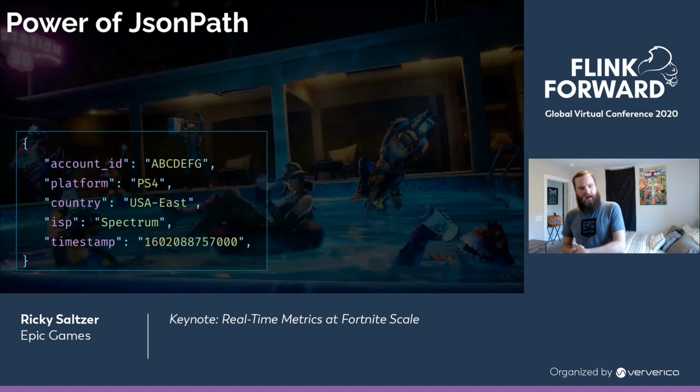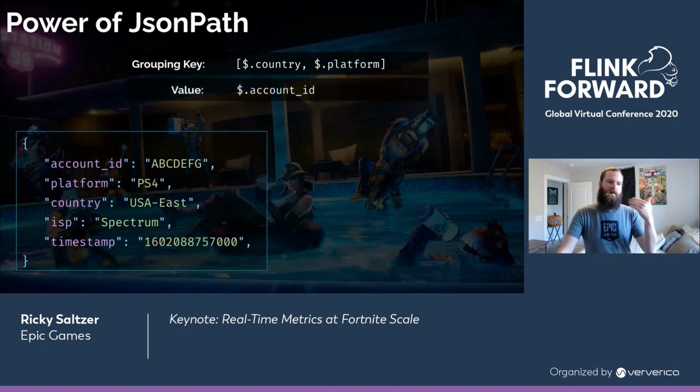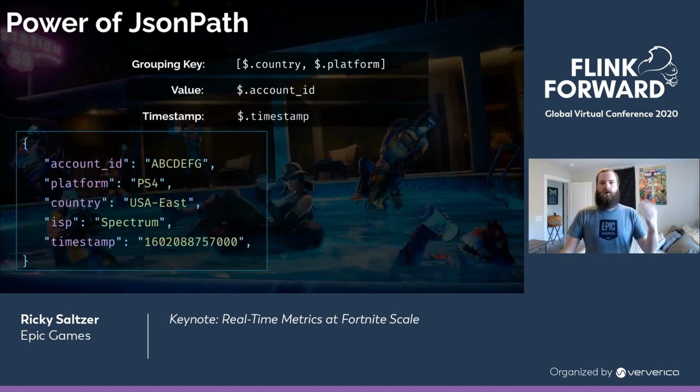So let's go back to the payload again and talk about the power of JsonPath and how it allows us to perform that extraction. If we had a grouping key as an array of the country and the platform, we would be able to extract a couple of fields for the grouping key, as well as for the value. The value in this case is a non-numerical value, but we're going to perform a HyperLogLog over it, which does its own thing. And we also define the timestamp. So in this scenario, the user says, the grouping key is these values, the value that I want to pull out is this field, and this timestamp field is what we want to use for the timestamp for rounding.